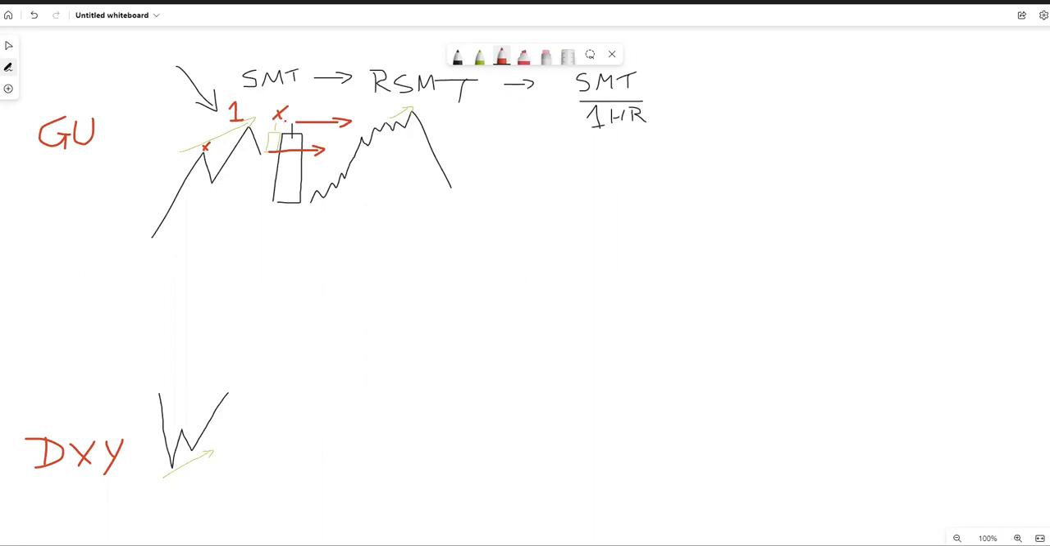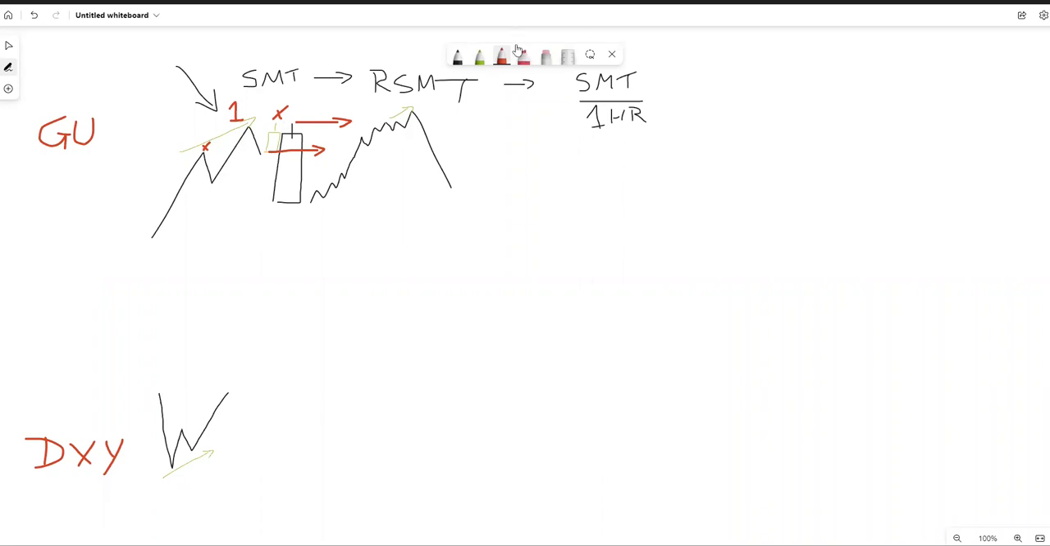Okay, let me ask you the question in this scenario. Last week we found one event horizon, right? So that is already a kind of SMT. Event horizon, yes, it's SMT. Say that is a 4 hour or 1 hour time frame. Now when price comes to that point, that is an RSMT, right?